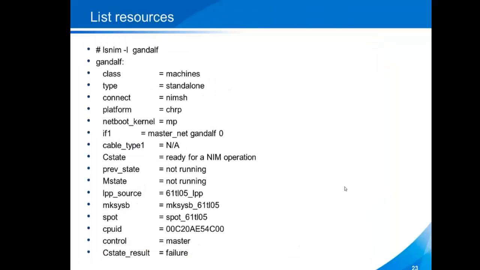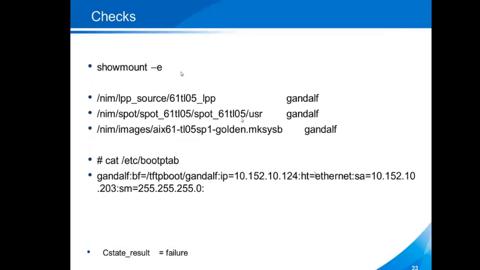Here, when I do the lsnim, you can see that it's ready for a NIM operation. It has an LPP source, a mksysb, and a SPOT allocated to it. This is one where you would probably have to use that nim -o reset to deallocate things later. One of the things NIM does after the install is it does deallocate all of the resources.